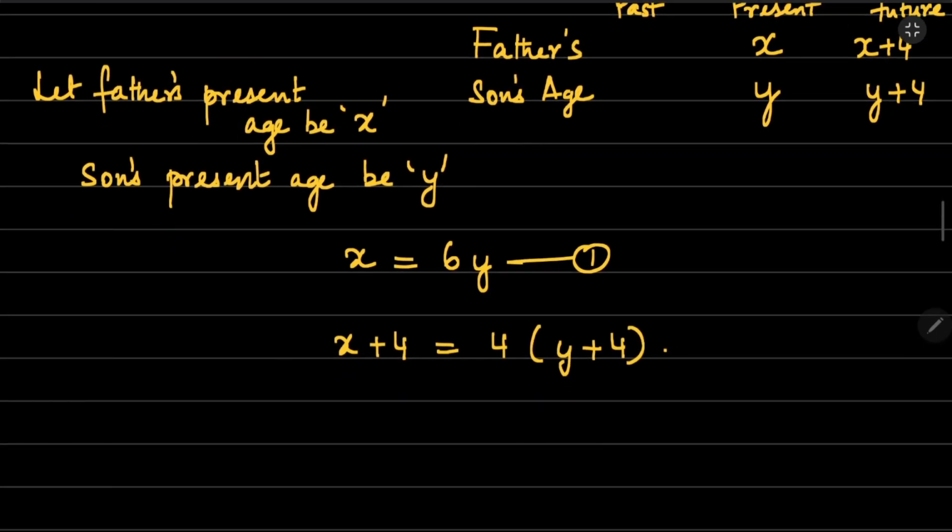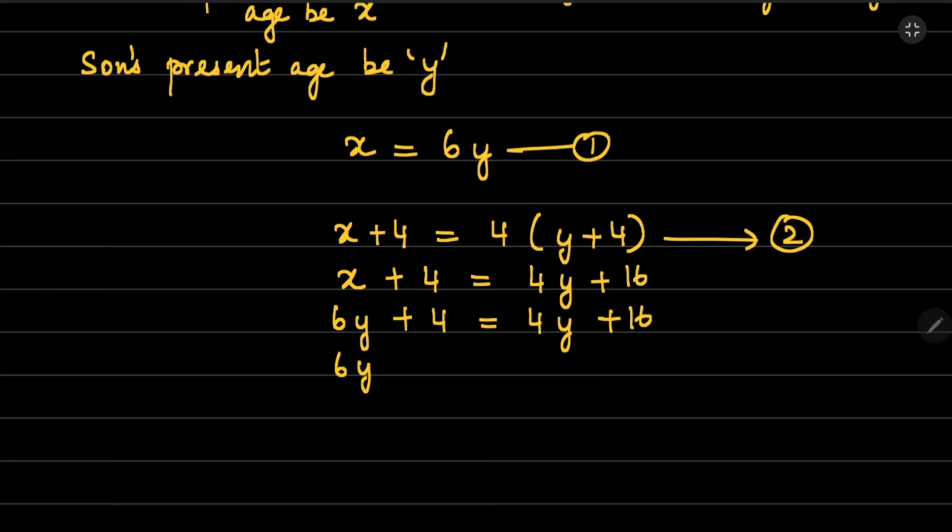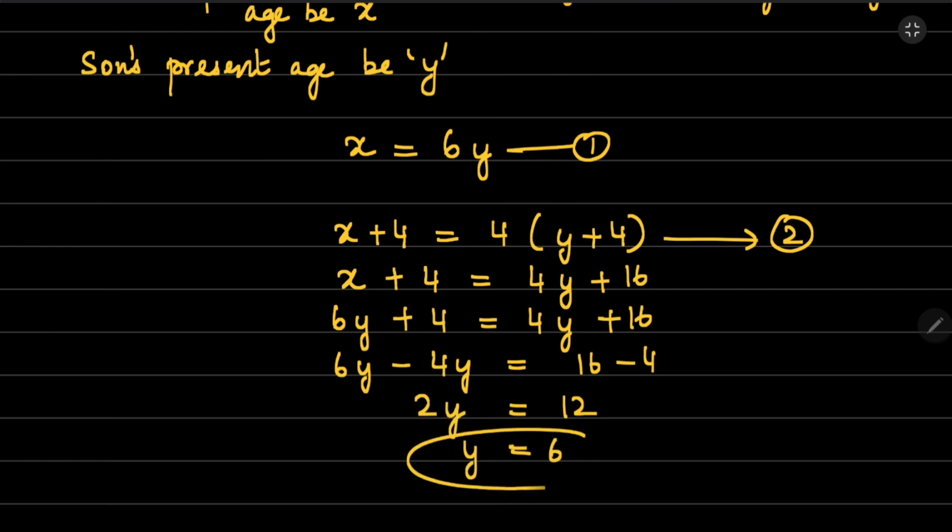You have to find the present ages. So this is equation number 2. We have to just solve equations 1 and 2. So what do you get here? X plus 4 is equal to 4Y plus 16. Let's substitute X as 6Y. So 6Y plus 4 equal to 4Y plus 16. 6Y minus 4Y is equal to 16 minus 4, which is 12.